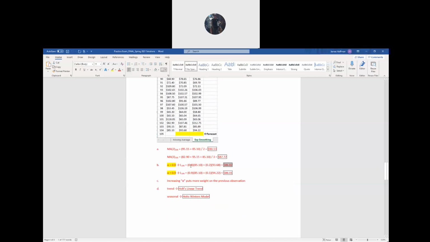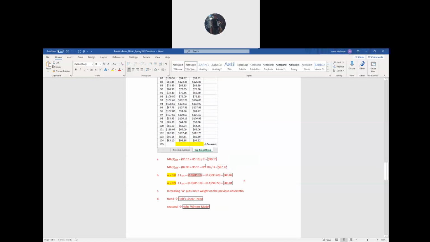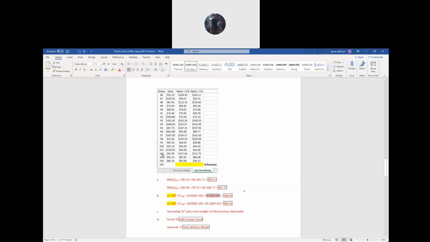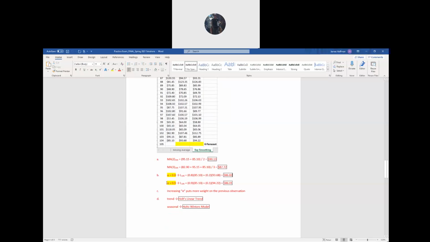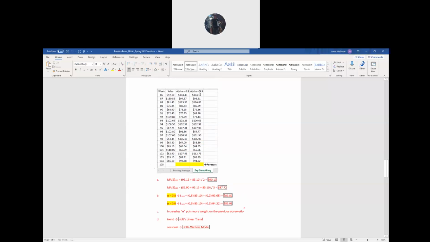Okay, so for the exponential smoothing, just take alpha times the last observation, plus 1 minus alpha times the last forecast, which is going to be the week 104 for the appropriate column. So it's alpha times that plus 1 minus alpha times that. All right, same thing for alpha equals 0.9. The only difference is your alpha is different, your 1 minus alpha is different, and your forecast for an alpha of 0.9 is different.